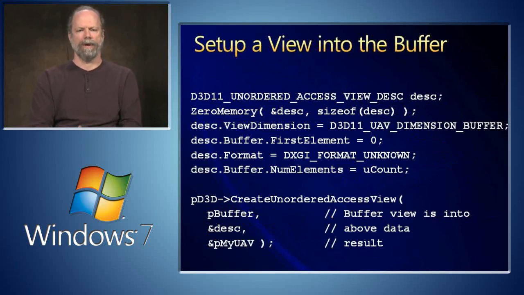Okay, and then once the buffer has been defined, we need to define what the view into that buffer looks like. In this case, we're going to be creating a buffer that takes advantage of the compute shader's ability to do random access I/O, which means that we'll be creating an unordered access view into that buffer.